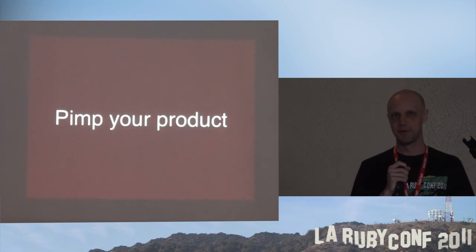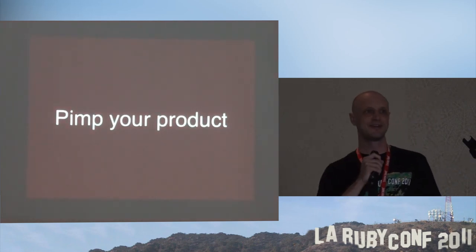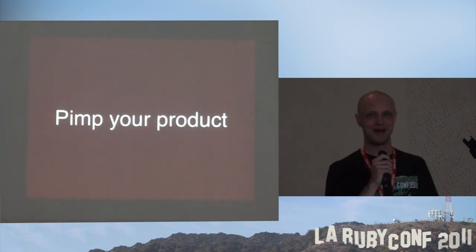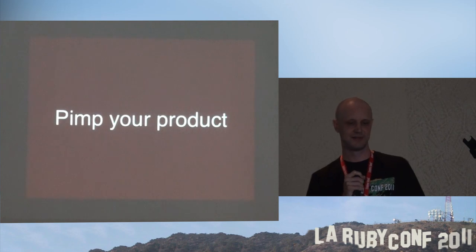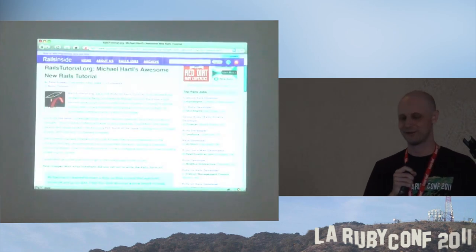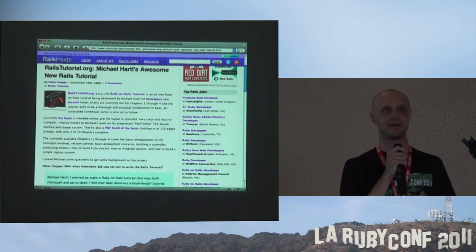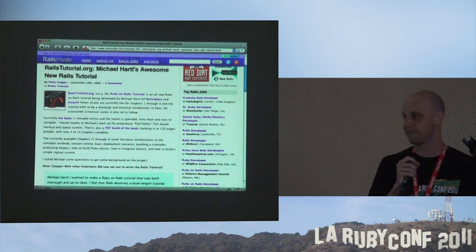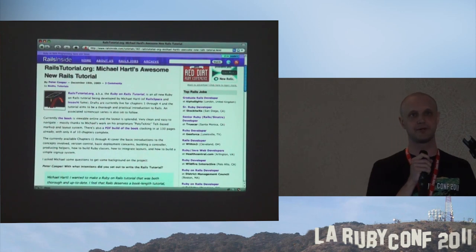Now, I find self-promotion very unnatural and awkward, but I've discovered that I can pimp my product. So from practice, I've learned how to pimp my product. In particular, I got in touch with an awesome guy named Peter Cooper, who launched the first four chapters of my book for me on Rails Inside. This is the little brother to Ruby Inside, which is the biggest Ruby blog. So this is how it started. I gave away the first four chapters.